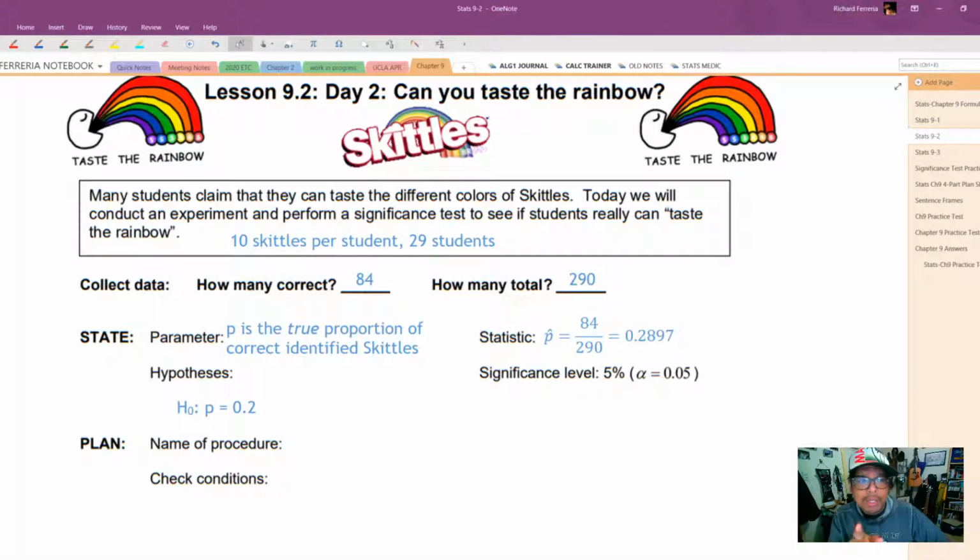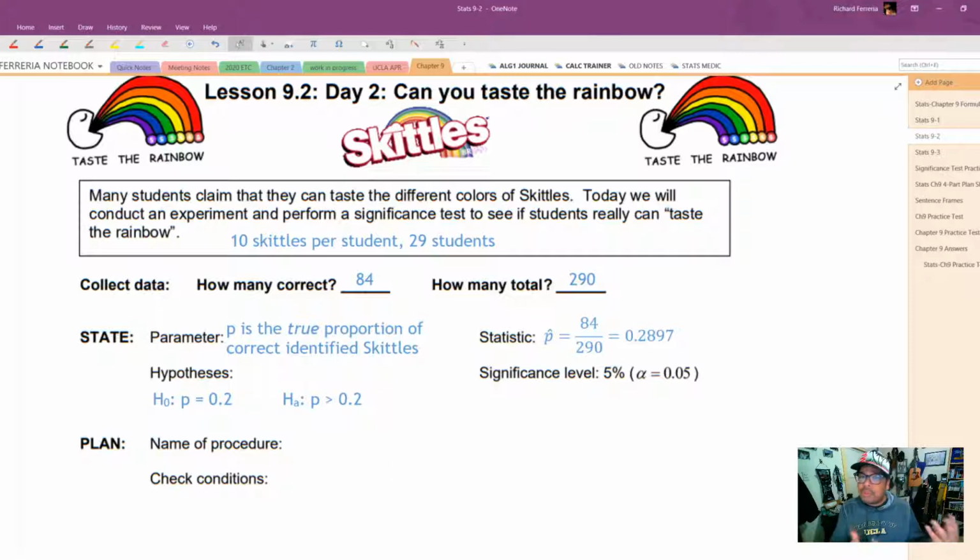Now, if you can taste the rainbow, that means the proportion should be greater than 0.2, meaning you make more correct guesses than just guessing. So H alternative is going to be P is greater than 0.2. Now, for the significance level, nothing really has been specified. So if that happens, then you're always going to say that alpha is going to be 0.05.